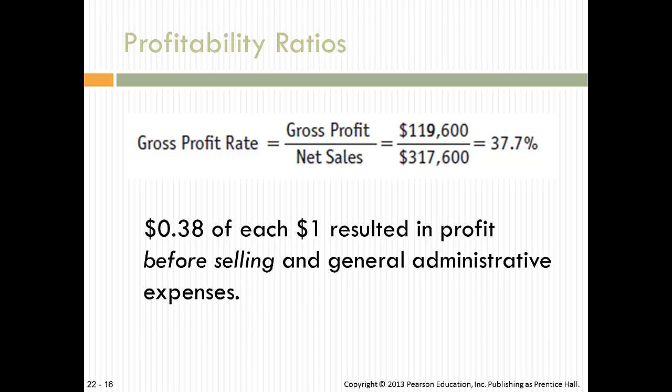Now we move to profitability ratios. First, we have the gross profit rate ratio. It's calculated as the gross profit, which is sales minus cost of goods sold, all divided by net sales. In this example, we have 37.7%. If we round that to 38%, we can say that for each dollar of sales, 38 cents is profit. That also means for every dollar of sales, 62 cents is cost of goods sold.